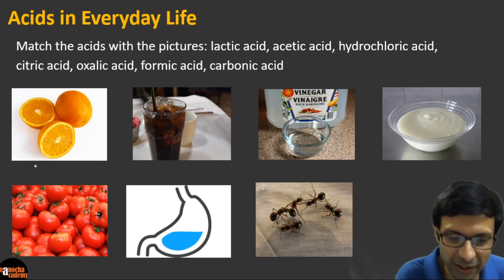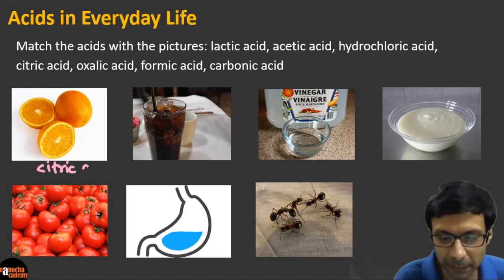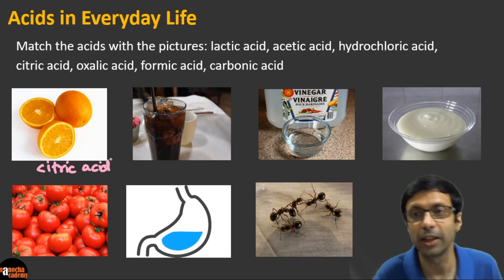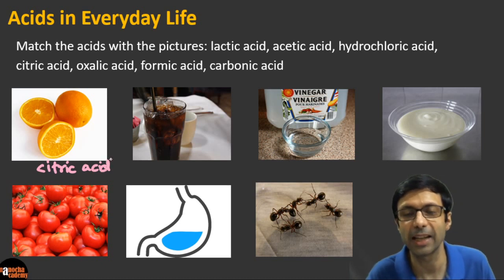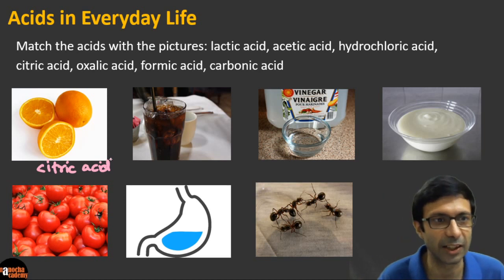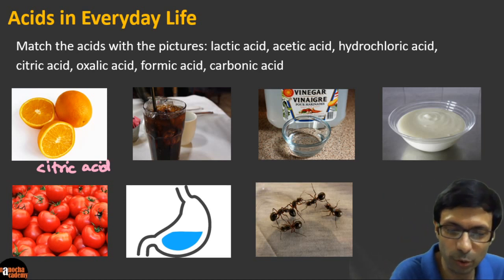Excellent, I see the right answer on the chat. So you guys got it. The main acid is citric acid, right? And you know orange contains vitamin C, which is ascorbic acid, but we are matching the ones on the list here. Excellent. Now let's go on to the next picture.